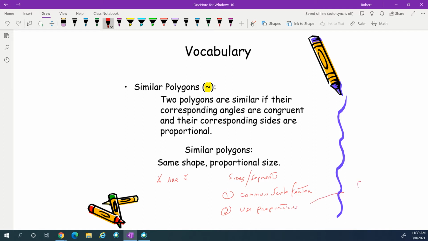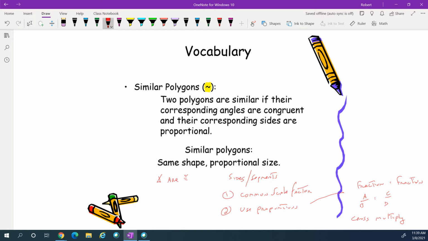Now, a proportion is nothing more than a fraction equal to a fraction. A over B equals C over D. And we're going to cross multiply. So sometimes scale factor is obvious and clear. Sometimes it's not. And the best way to do it is using a proportion. So we want to get comfortable with setting up proportions.